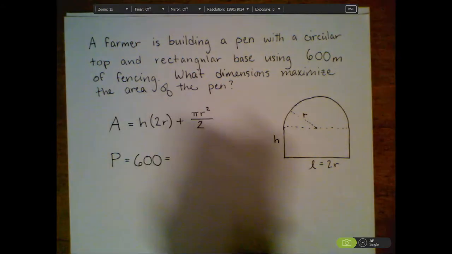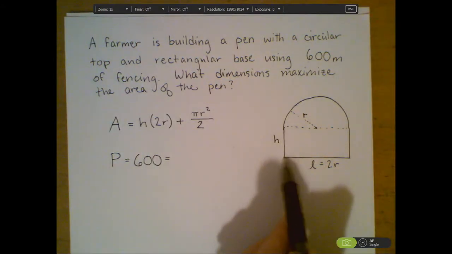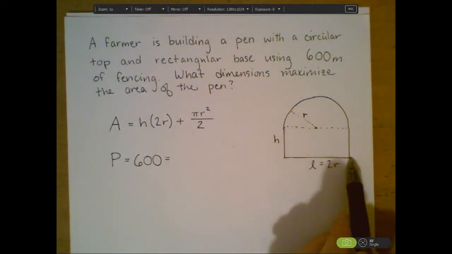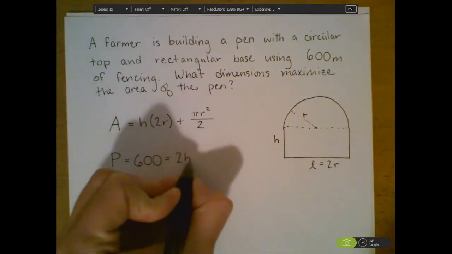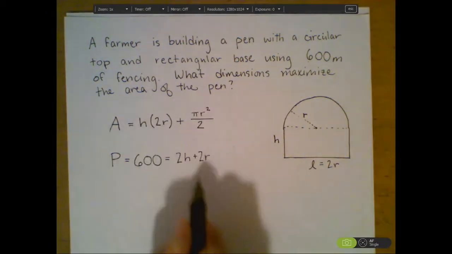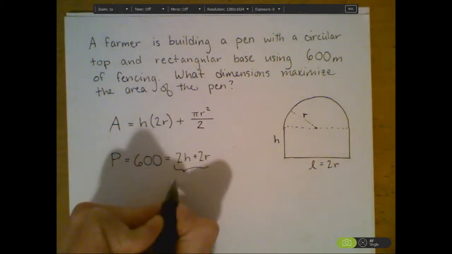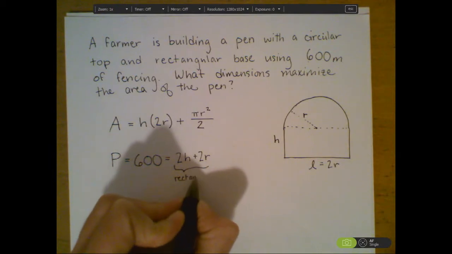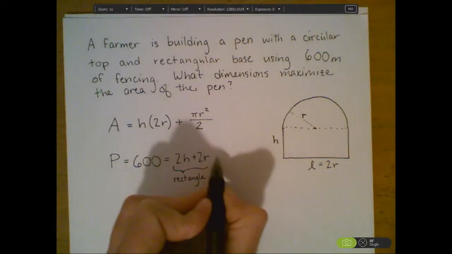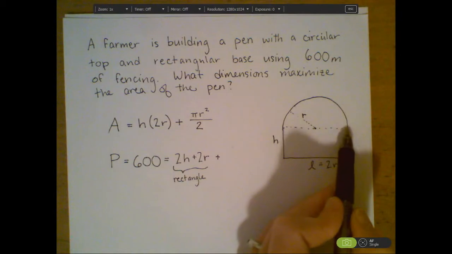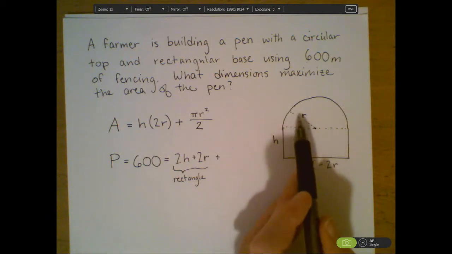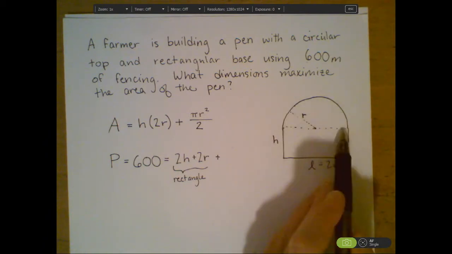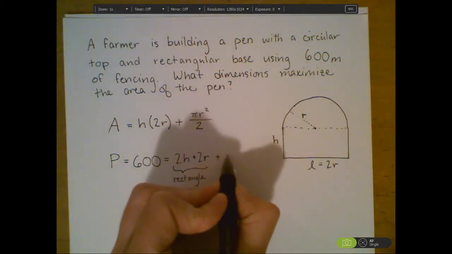And what is the perimeter? The perimeter is h plus 2r plus h. That's the rectangular part, that's 2h plus 2r. That takes care of the rectangle. And then I also need to add on the circumference of this half circle. Well, the circumference of a full circle is 2 pi r, but because it's only the half circle, it's going to be half of that, so it's just going to be pi r.